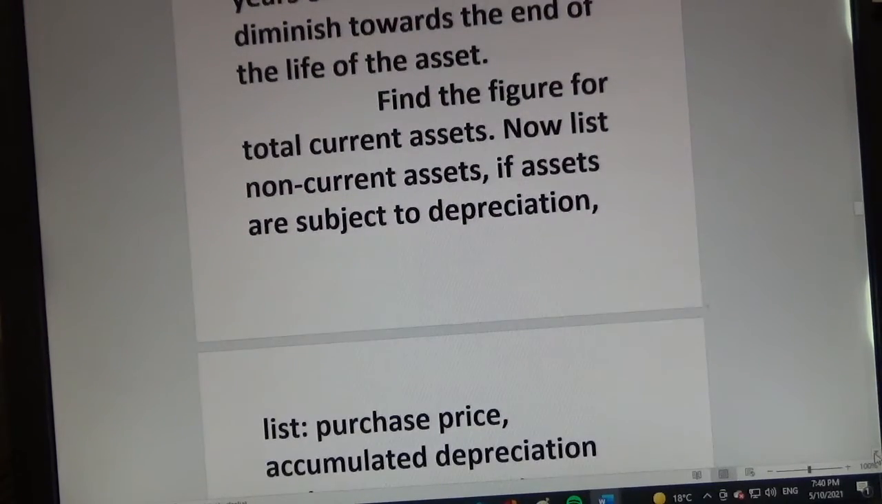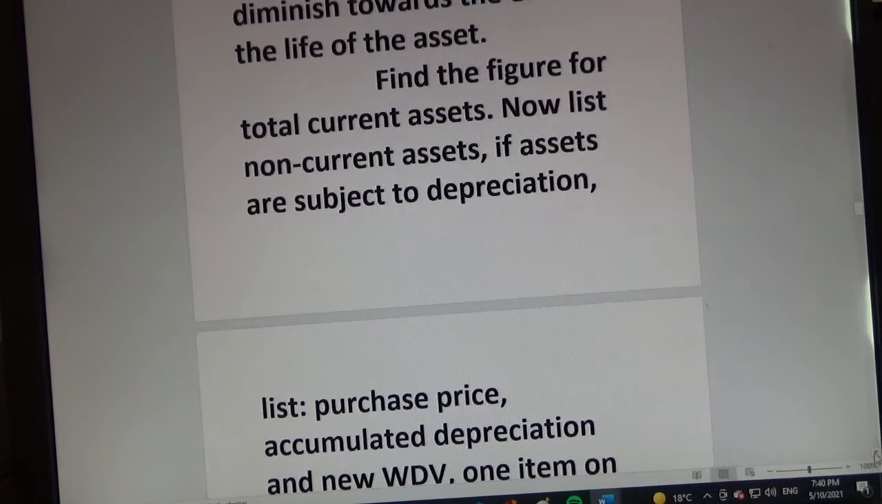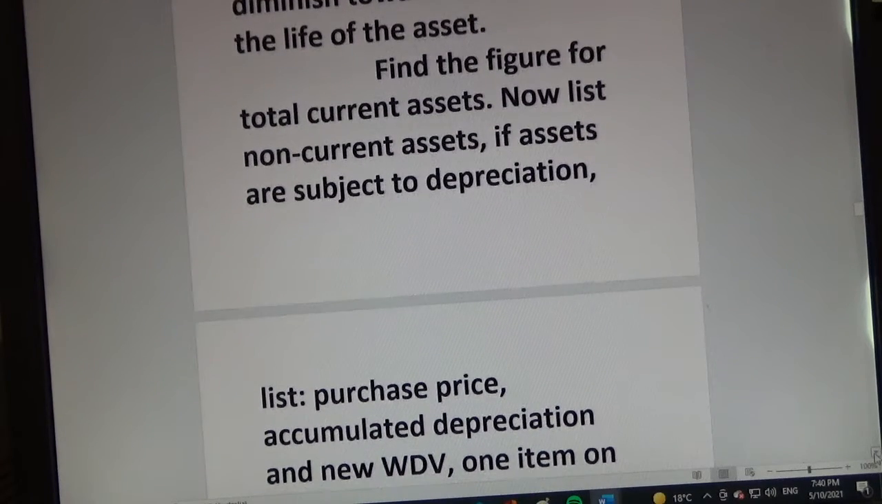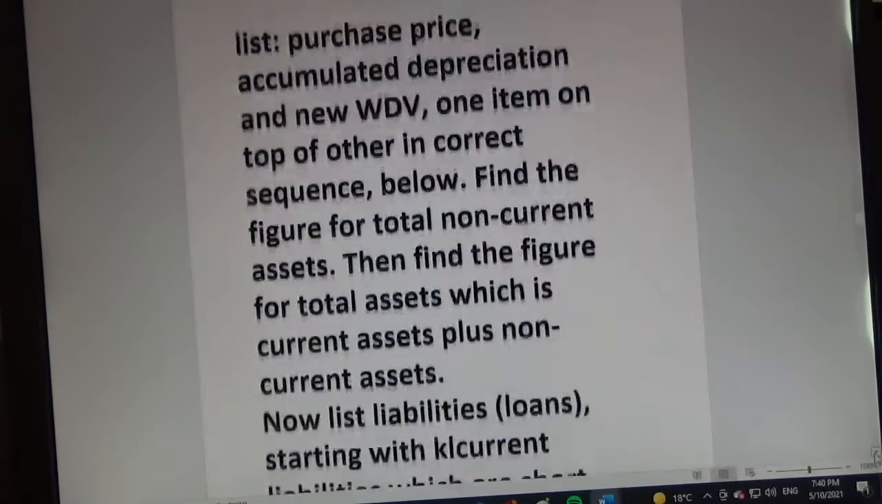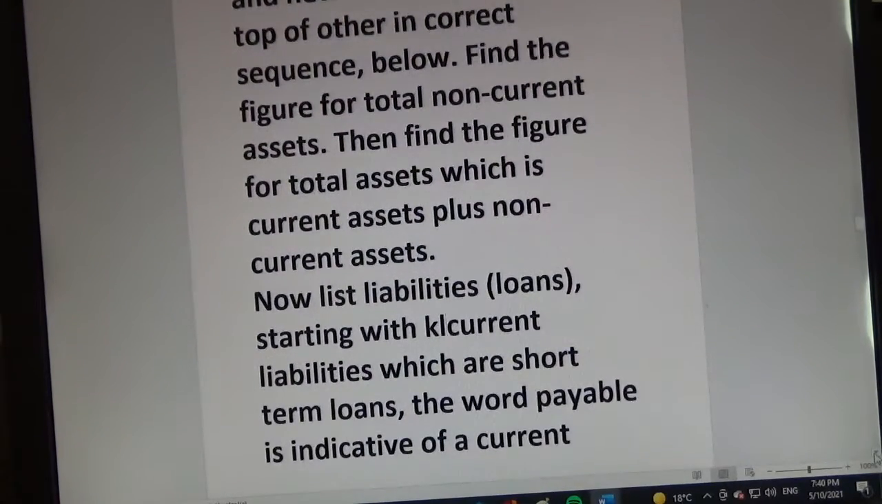Now back to the balance sheet. Pretty soon, but I'll just finish off on this depreciation concept. So in the balance sheet, you list purchase price, accumulated depreciation, and new written down value, which we mentioned.